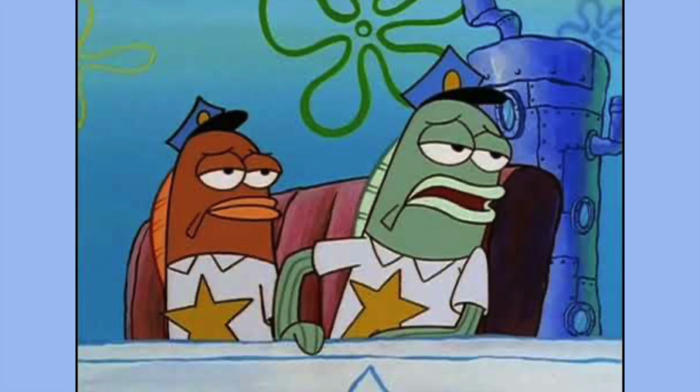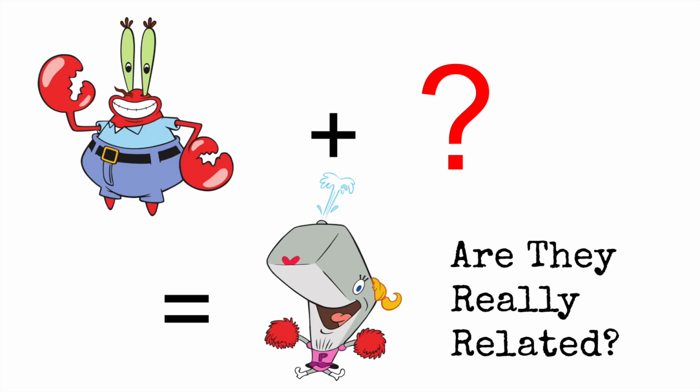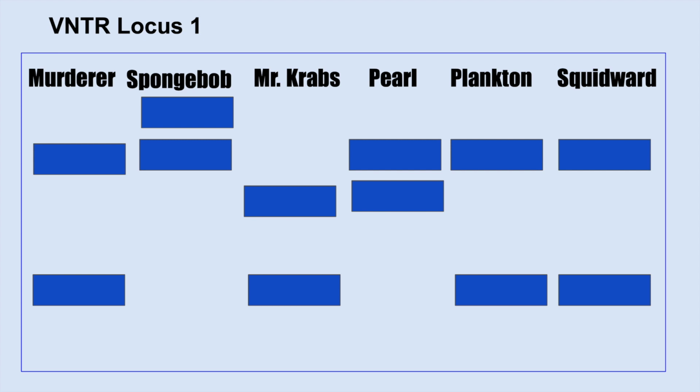Police felt a little suspicious about the involvement of Mr. Krabs and Pearl in the crime. His daughter is a whale, yet he is a crab? The police had a hard time believing this, so they once again turned to their 2 VNTR locus gels.